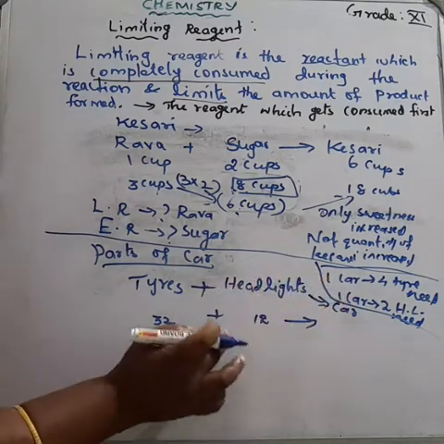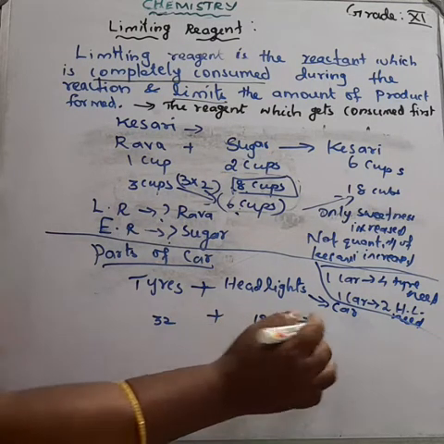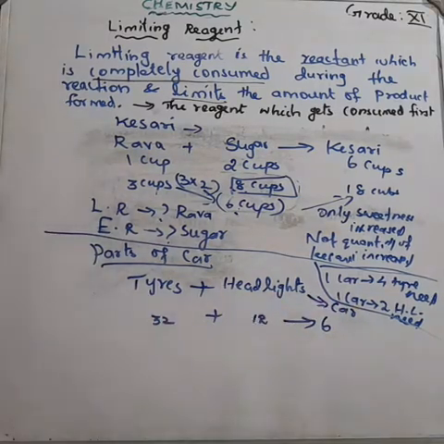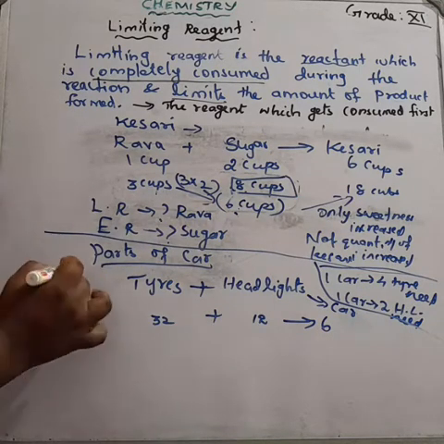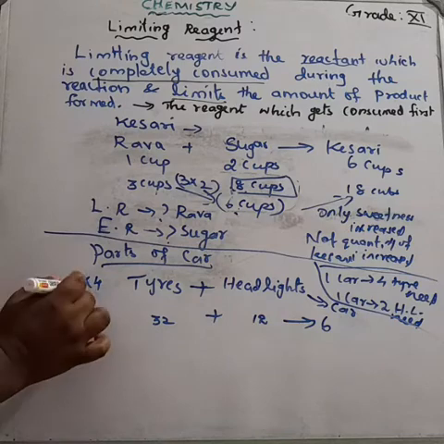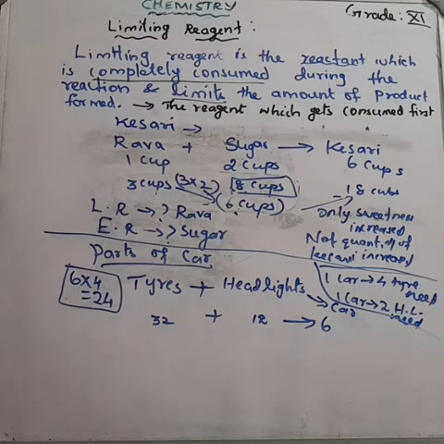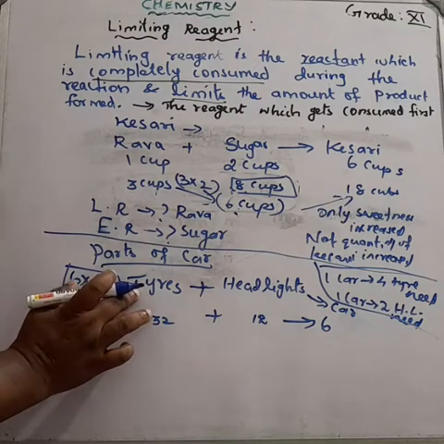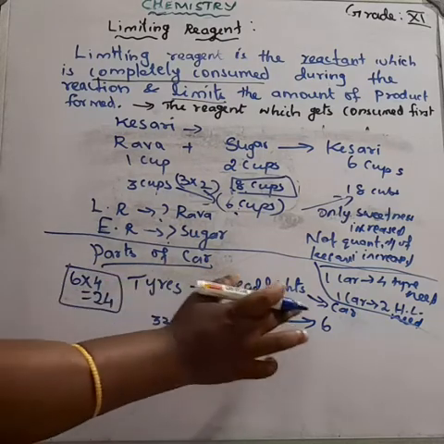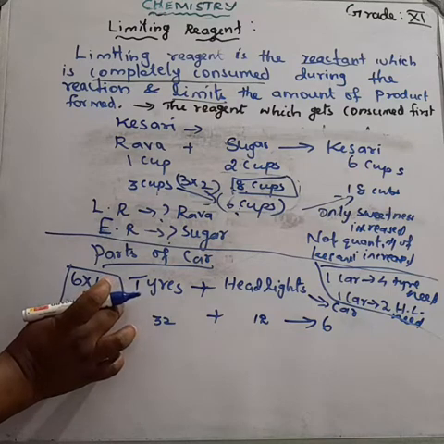So using 12 headlights, we can prepare 6 cars. Okay, understood. So for 6 cars, how many tires are needed? 1 car means 4 tires. So 6 cars means 6 into 4, 24 tires. To prepare 6 cars, 24 tires we need. Understood. 24 tires only we need.